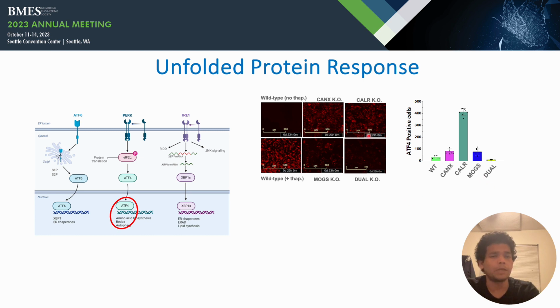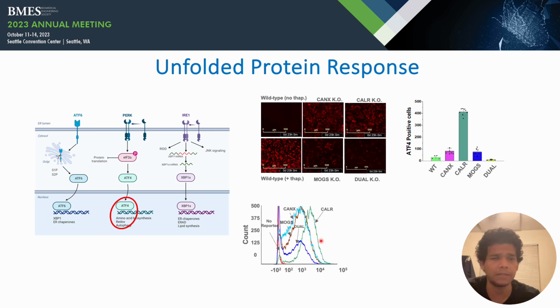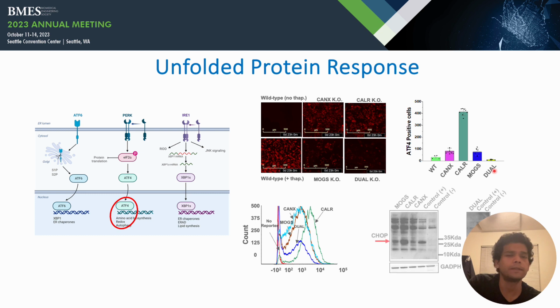And in order to validate these results, we check these fluorescence signals through another instrument, that is flow cytometer. In the flow cytometer also we can see that the fluorescence from the Calreticulin is very high compared to the other knockouts, and the Calnexin and MOGS ER stress are almost at the same level, whereas we do not see any ER stress signal in the dual knockout.